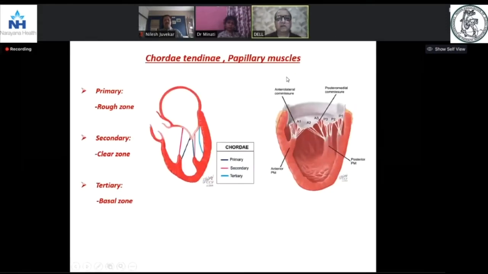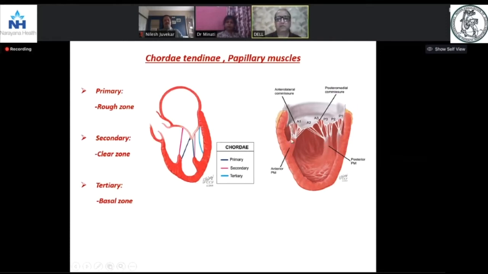Now, coming to the chordae tendineae and the papillary muscles. The chordae tendineae are three, the primary, the secondary, and the tertiary chordae. The chordae tendineae arise from the respective papillary muscles and get attached to the tips of the leaflets, which is the primary, the body of the leaflets, that is the secondary chordae. And in fact, the tertiary chordae do not arise from the papillary muscles, but they arise from the left ventricular wall and get attached to the base of the posterior mitral leaflet only, not the other leaflets.